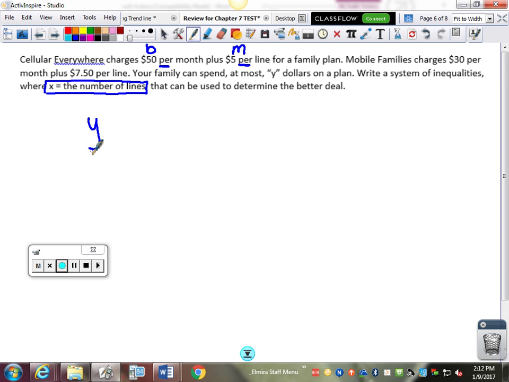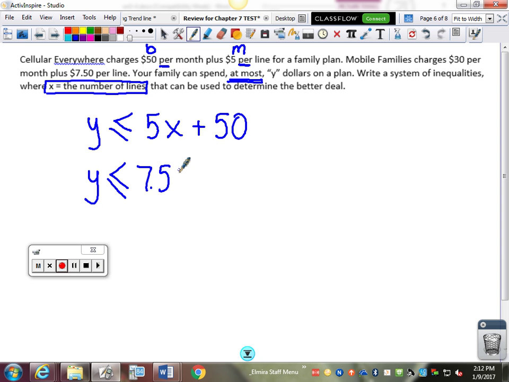Okay, so the cost at most is a keyword meaning less than or equal to $5 per line plus 50. And the same cost, less than or equal to, again, $7.50 per line plus 30.